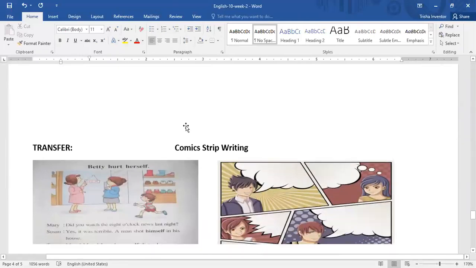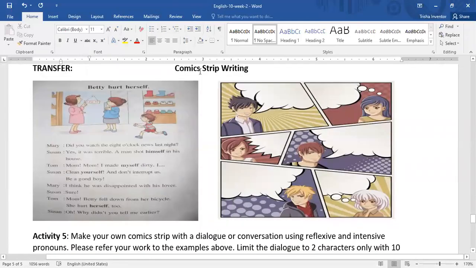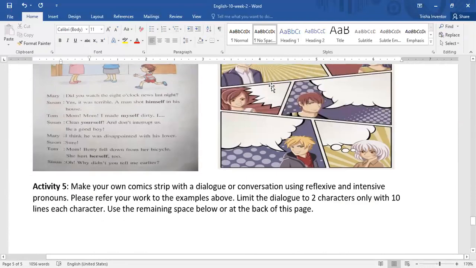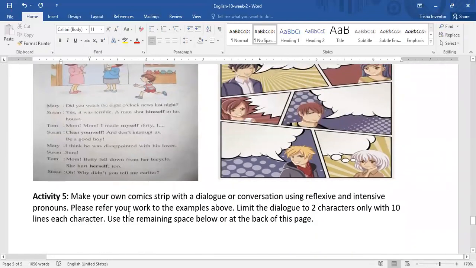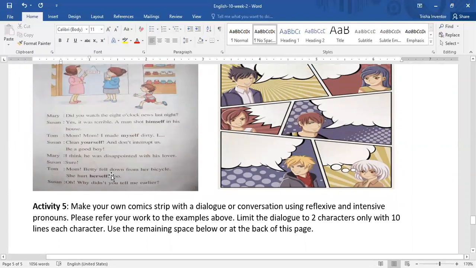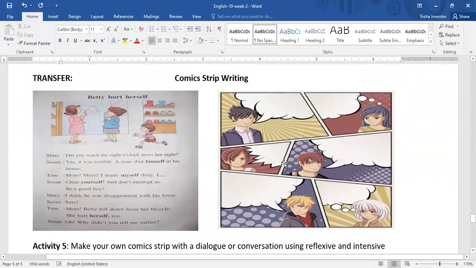And for the last part, the transfer, we have here comic strip writing. So, sa instruction, make your own comic strip with a dialogue or conversation using reflexive and intensive pronouns. So again, in your dialogue, make sure to use reflexive and intensive pronouns. So, limit your dialogue with 2 characters only. Okay, just like kanilang sila, this one, sila lang duha ga storya.